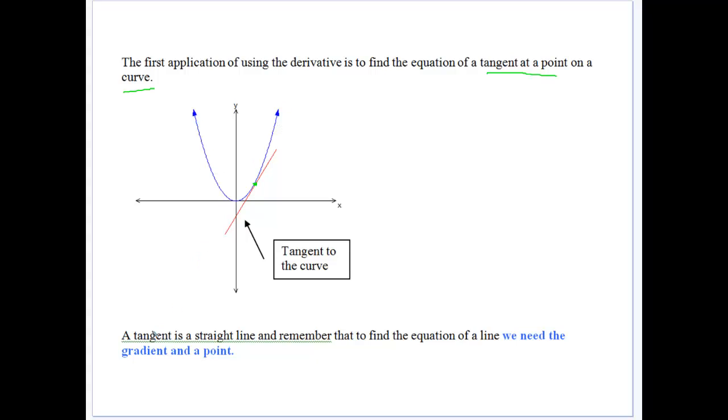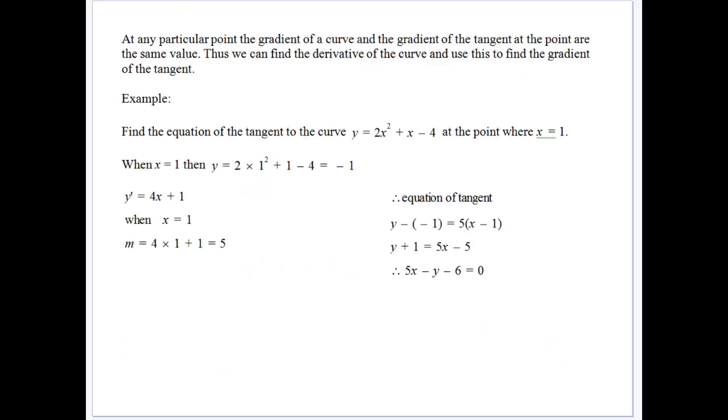So what we're looking to do is find the equation of a tangent. Now remember, a tangent's a straight line. So for the equation of a straight line, we need two things: the gradient and a point. Well, we're usually going to be given that point. The idea is to get the gradient. And how do we get the gradient? We use calculus. That's what it's all about. So we know that the key here is that at any particular point, the gradient of the curve and the gradient of the tangent are the same. That's what it allows us to do.